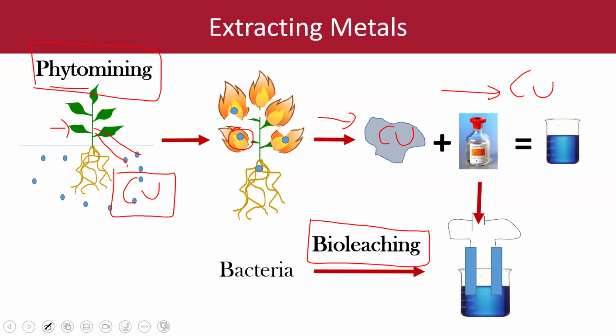Now, the second one is something called bioleaching. Bioleaching works in a similar way, where you might get a liquid that looks like that, that's copper sulfate. You put bacteria in it. The bacteria then absorb the copper from the copper sulfate. Then you take the bacteria out, heat them up, and burn off the bacteria, leaving the copper. So you've got two techniques there. You've got phytomining, and you've got bioleaching.